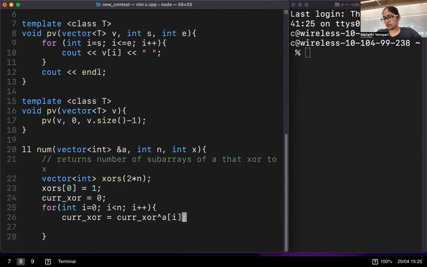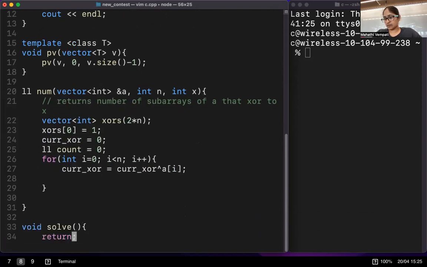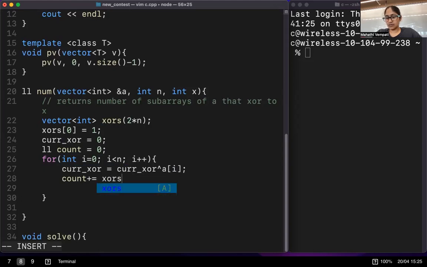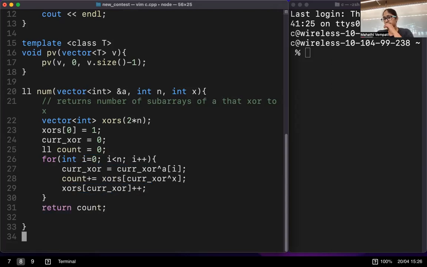A of I. Count plus equals XORs of cursor XOR X. And then updating the cumulative array, XORs of cursor plus plus. Return count. Okay, that looks good to me.